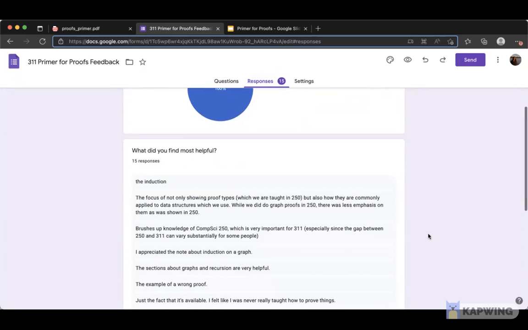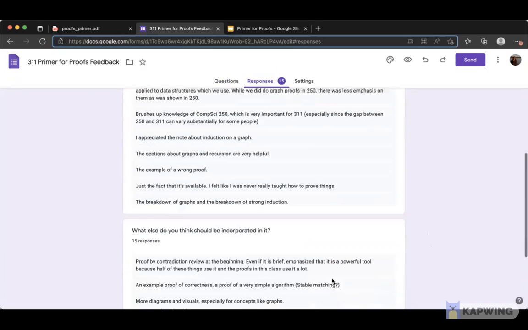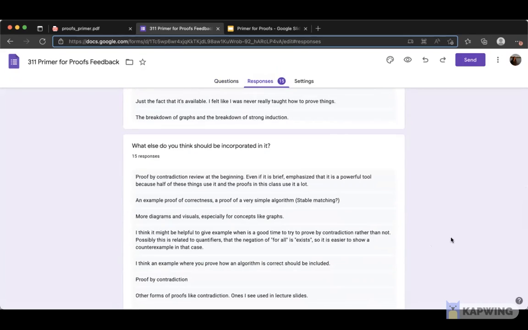For the question, what did you find most useful? The students found the refresher on induction and how it can be applied on graphs particularly useful. They also appreciated the incorrect examples and how to exactly rectify them. And for the question, what else do you think should be incorporated in it? What stood out was a suggestion that proof by contradiction be explained properly and be supported with more examples. So we hope to incorporate this feedback in our next iteration and hopefully share this primer with the next class of 311.